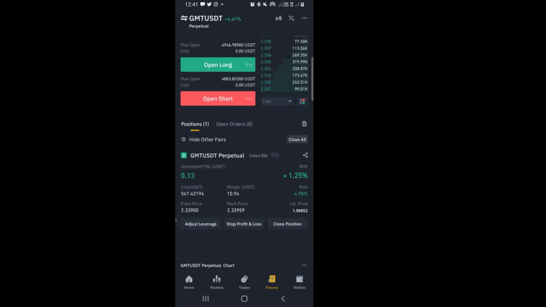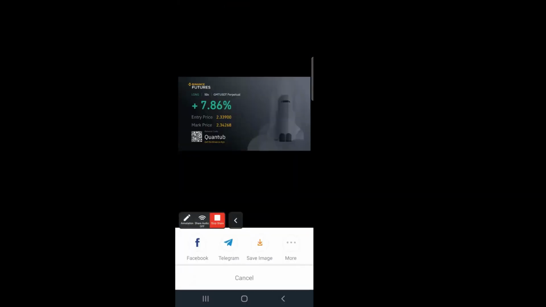I don't care. So now let me explain some aspects of return of investment. Some of those stuffs you see us post, this is called return of investment. Whenever you want to share your return of investment, all you have to do is click on this place, share. You see something like this. My entry was 2.3390. My mark price, the current price, was 2.34268, which is very interesting anyway.